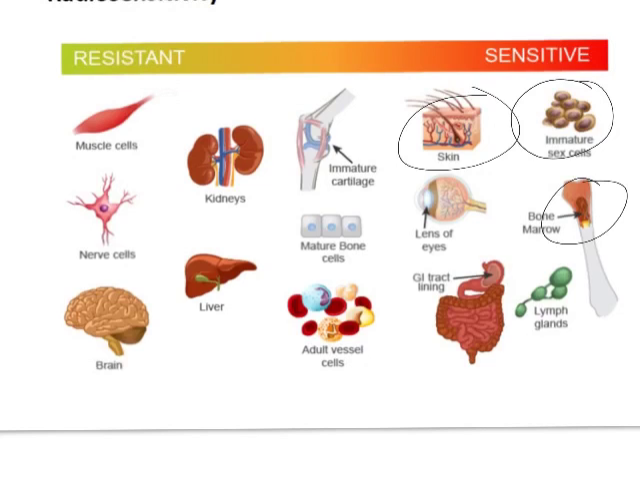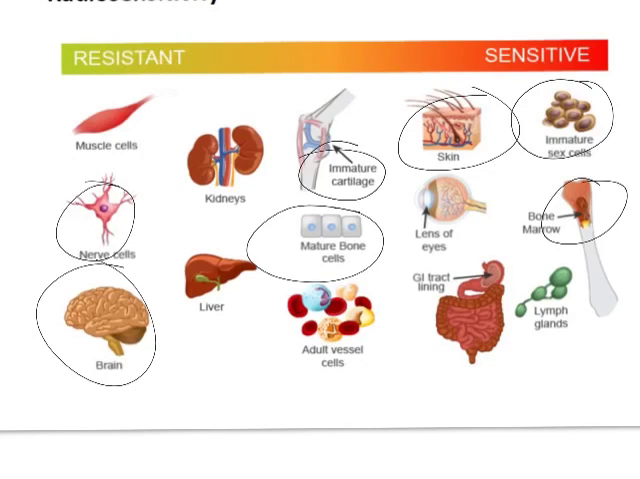Mature bone cells, they're kind of moderately radiosensitive. All these immature cartilages and mature bone cells are kind of moderately radiosensitive. And adult vessels and cells, right, moderately radiosensitive. Then once we get to things like nerve cells in the brain, we have something that's very radioresistant, right? So it is not going to be as sensitive as some of these other things. And that will be important, especially when we look at different radiation syndromes.